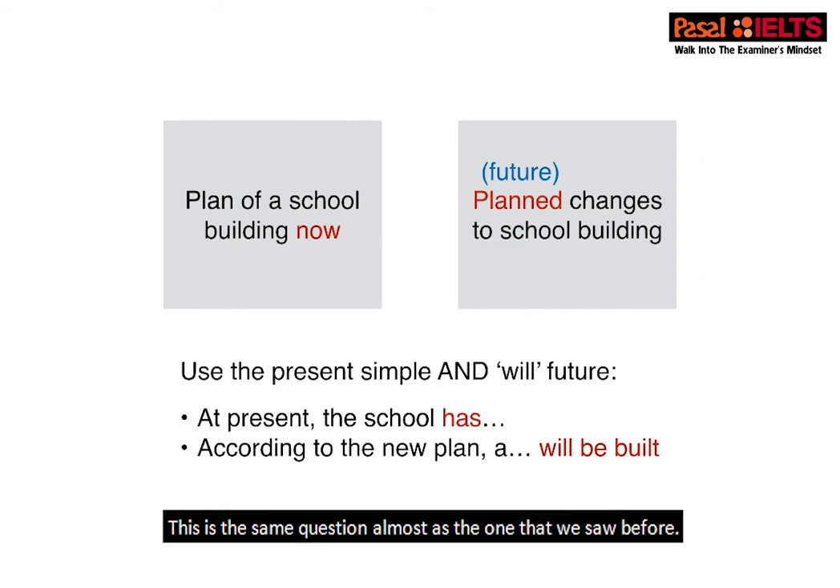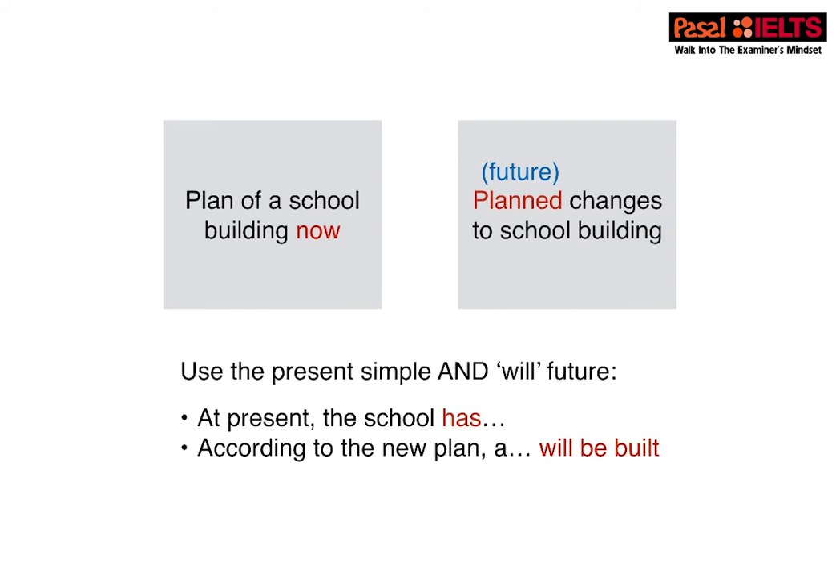This is the same question almost as the one that we saw before, but instead of having the years 1980 and 2012, which were in the past, now we've got the school as it looks now and a future plan for changes to the school. You have to be careful about choosing the verb tenses.